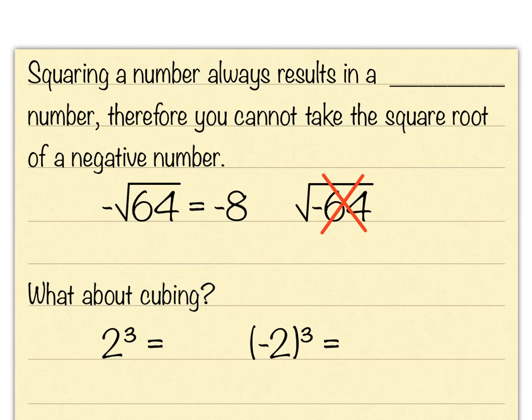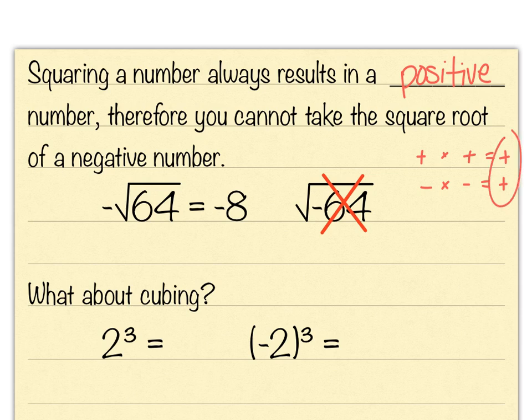So as mentioned in the previous section, squaring a number always results in a positive answer. That's because if you have a positive number, a positive times a positive is positive. And if you have a negative number that you're squaring, a negative times a negative is also positive. So it always results in a positive answer.